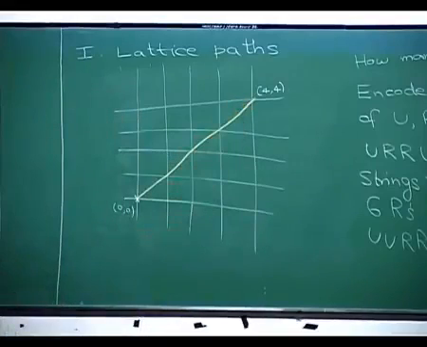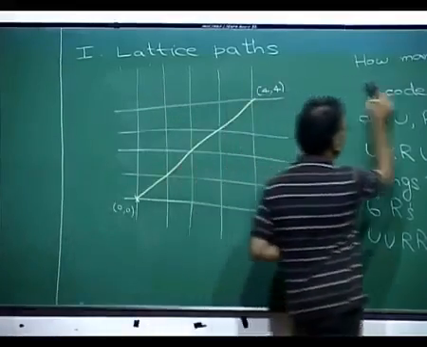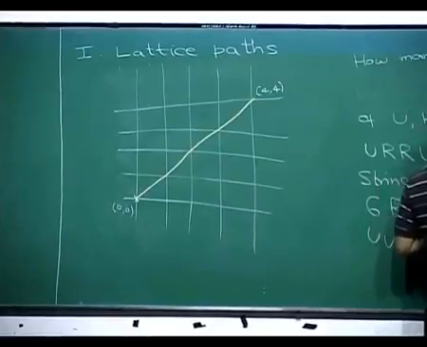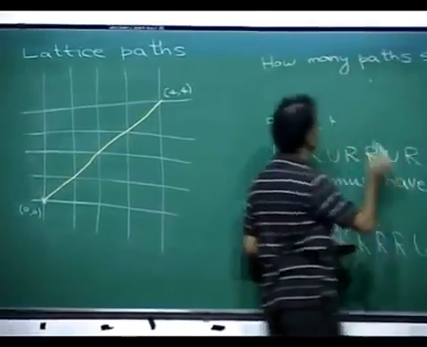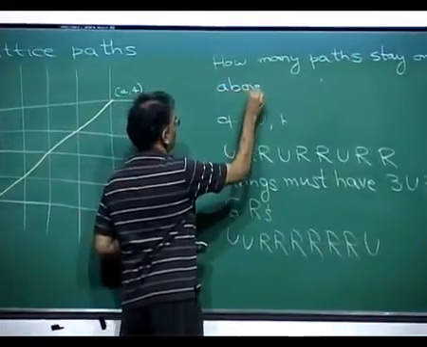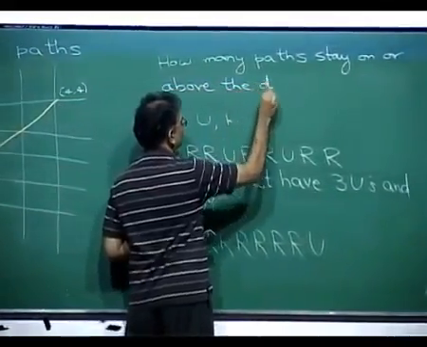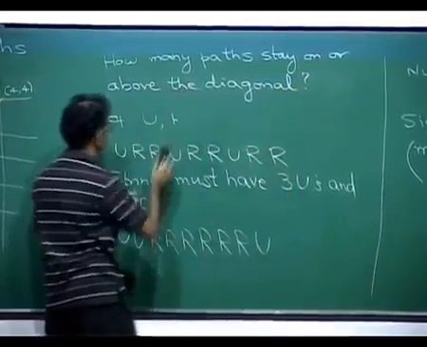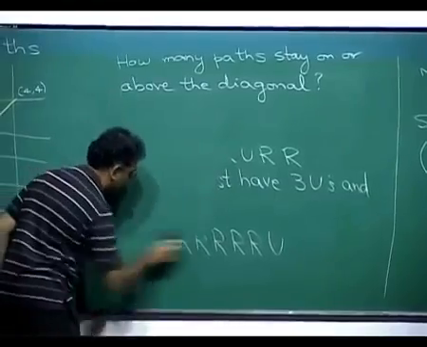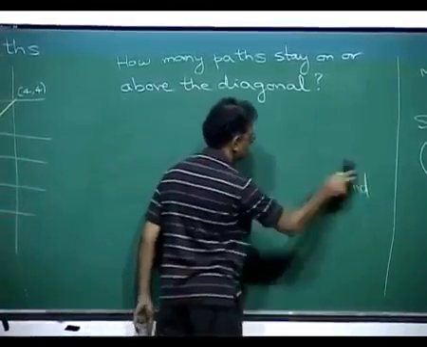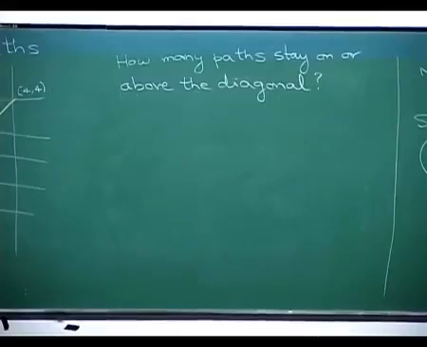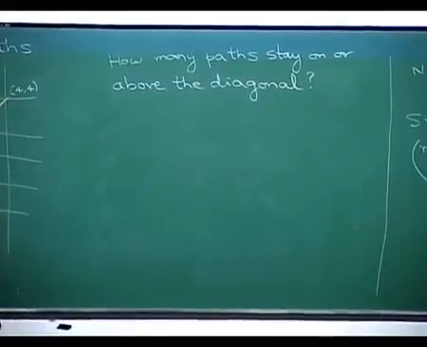So there's the diagonal. So we want to know how many paths stay on or above the diagonal. Now this is a more interesting question, and not so simple to calculate. It's not clear how you would calculate this figure. How would you calculate this number of paths that stay on or above the diagonal?